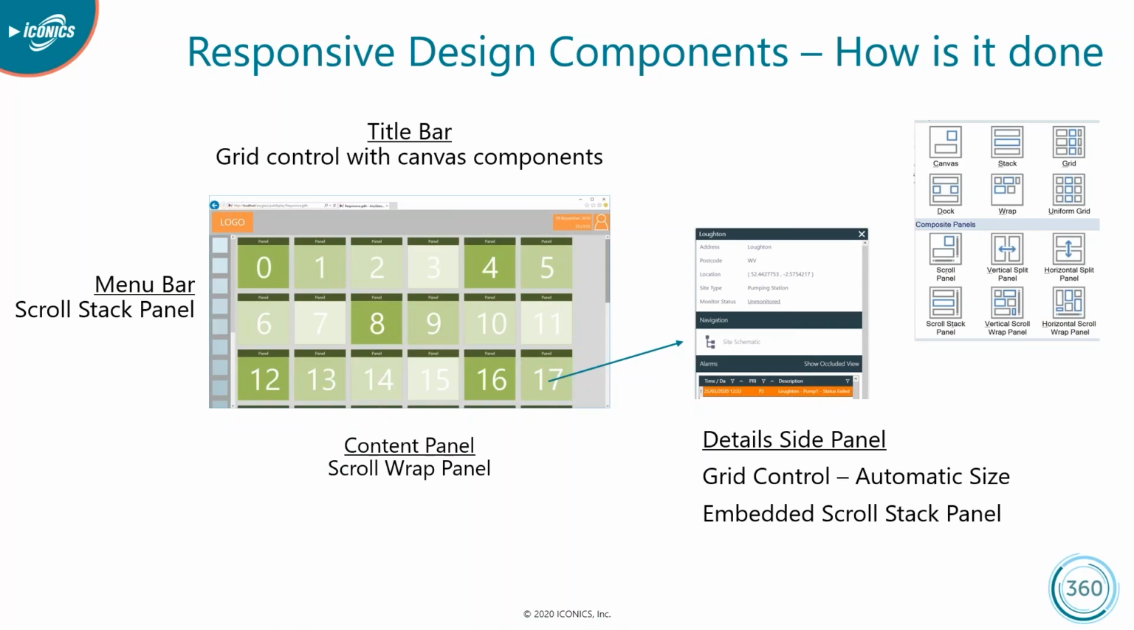Now imagine you click on one of those content panels, like content number 17, then on the right-hand side, the detail side panel will show up, showing content about that particular object. And if you position it in a grid control, it automatically sizes. And if that grid then also contains a scroll stack panel, then it shows the number of elements exposed for that object. So all of that is completely dynamic, because if you click on another panel, maybe you have less or more details to show.